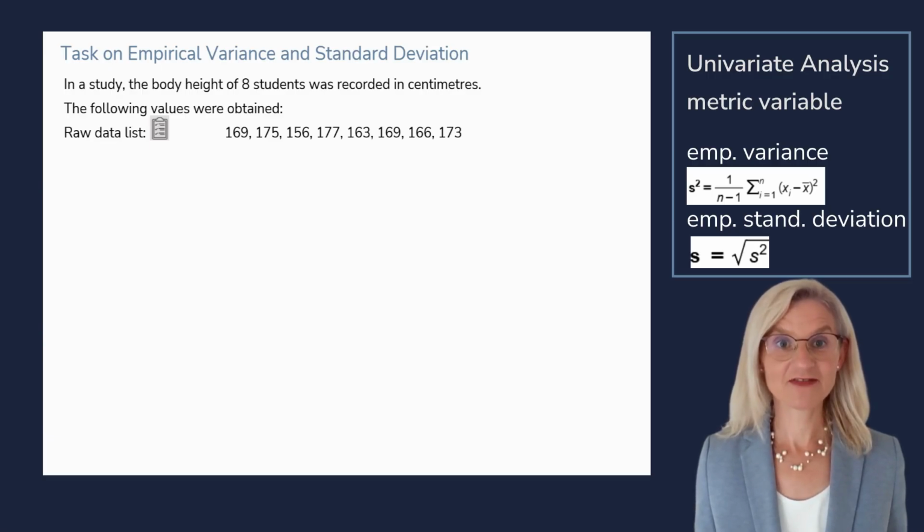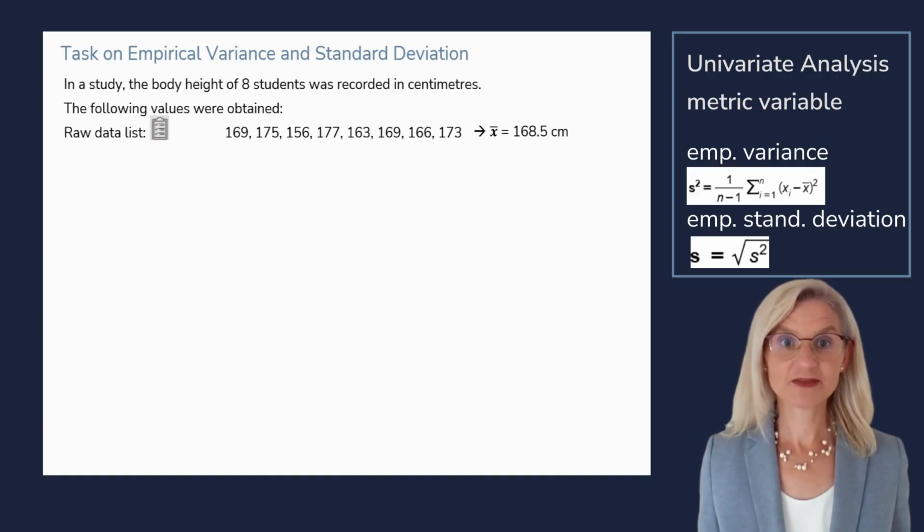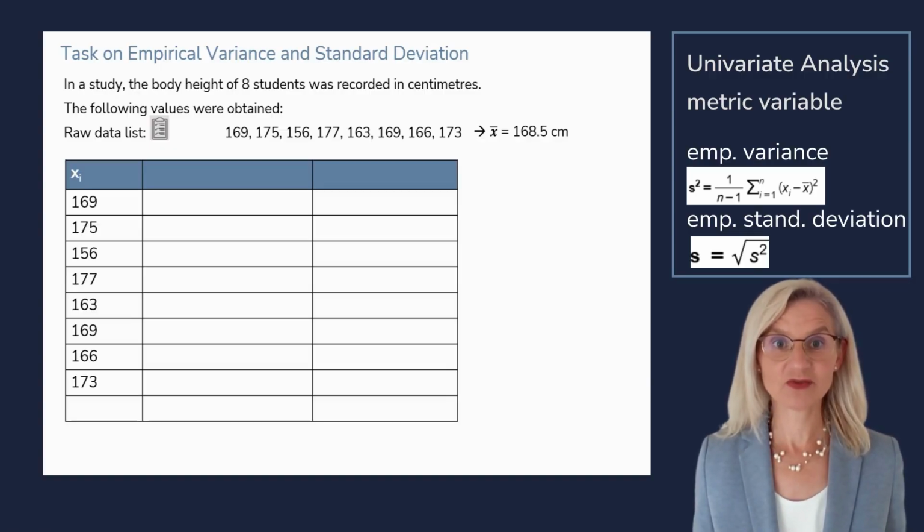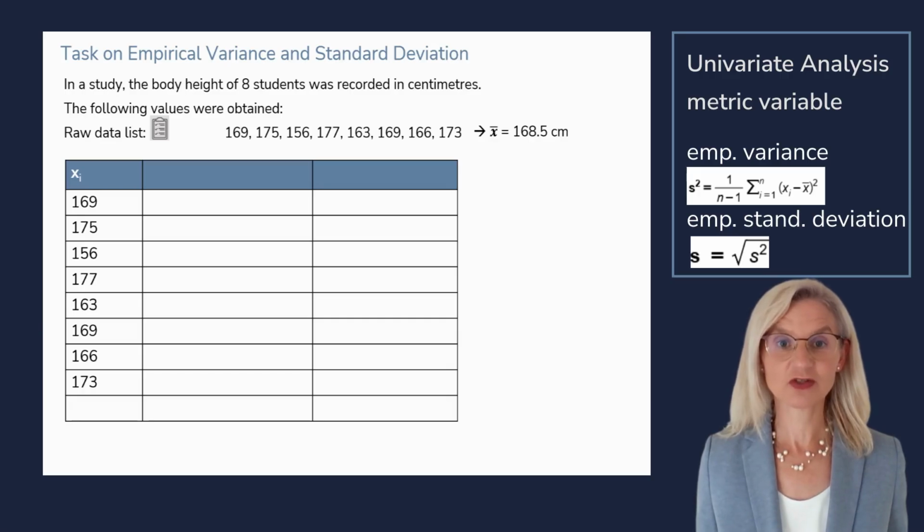Because variance is the average of the squared deviations from the mean, our first step is to recall the mean. In a previous video, we found that the mean height x bar is 168.5 centimeters. To organize our work, set up a table with 3 columns. In the first column, list your data values labeled xi. So x1 is 169, x2 is 175, and so on through to x8, which is 173.